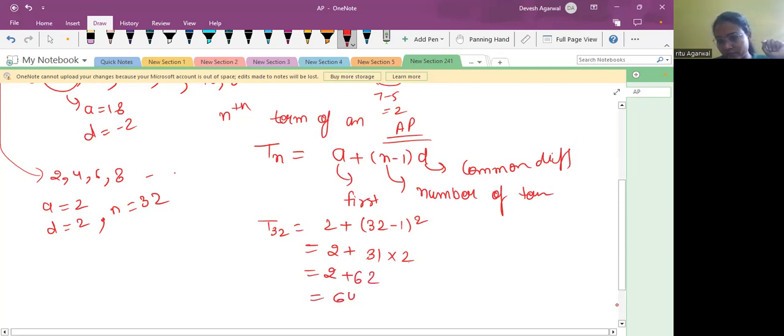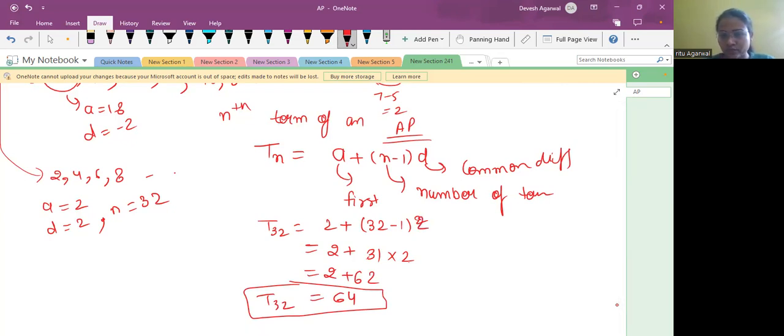That we will get 64. So by this formula, we did not write the whole expansion, the whole series, nothing. We just need to apply this formula and get the answer. So that is the formula we used to find the nth term of an AP, right?